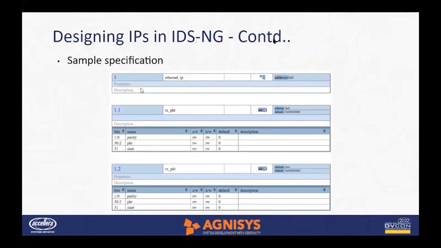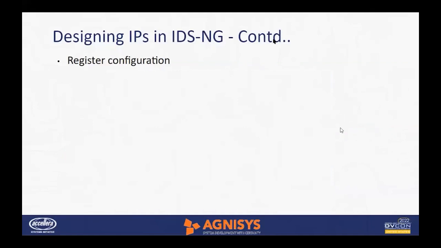This is a template for a block IP. Its name is Ethernet_IP, under which two registers reside, TX packet and RX packet, under which three fields reside, and this is their bit information, software hardware access information, and the default value.